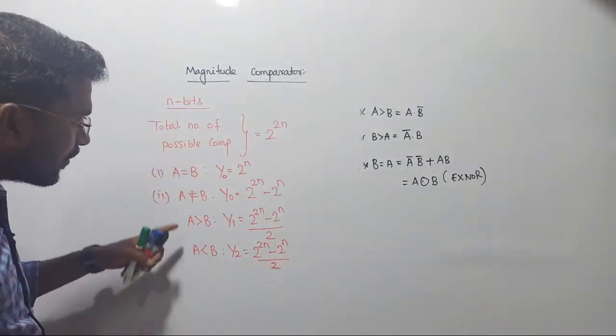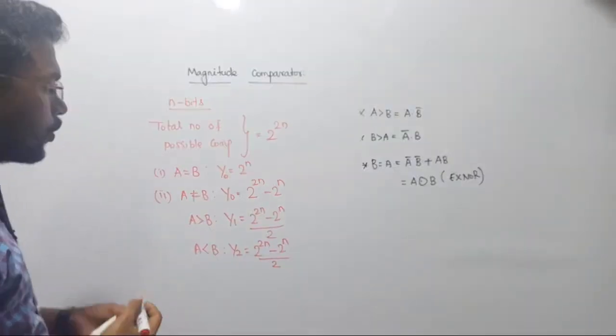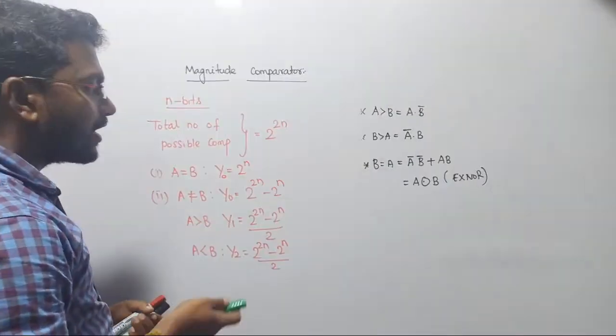Just average, because both are always equal. Both are always equal, right? So now let's check how many bits we had compared.